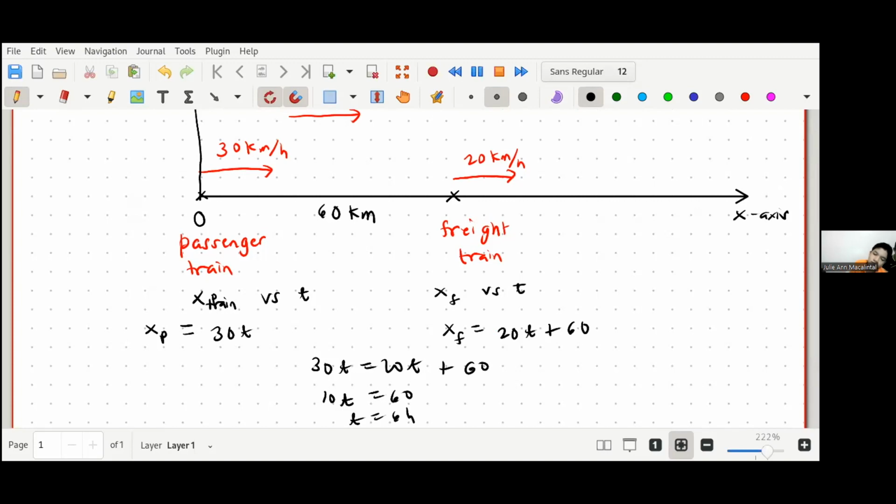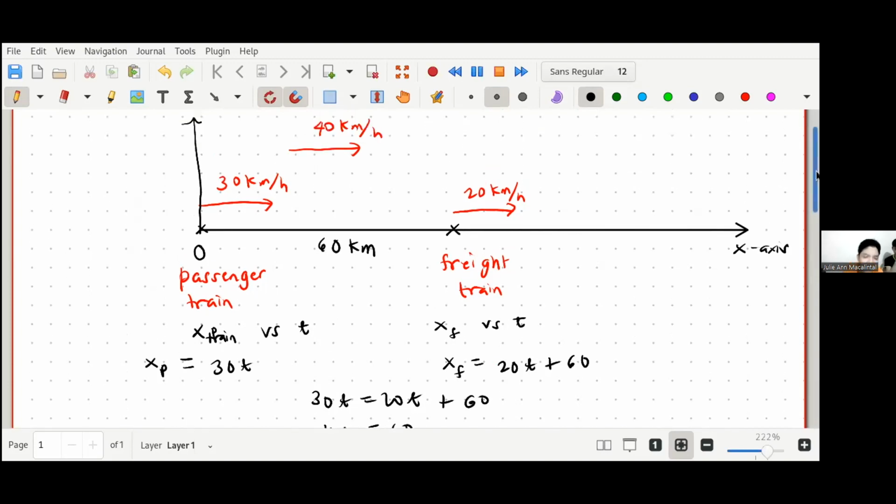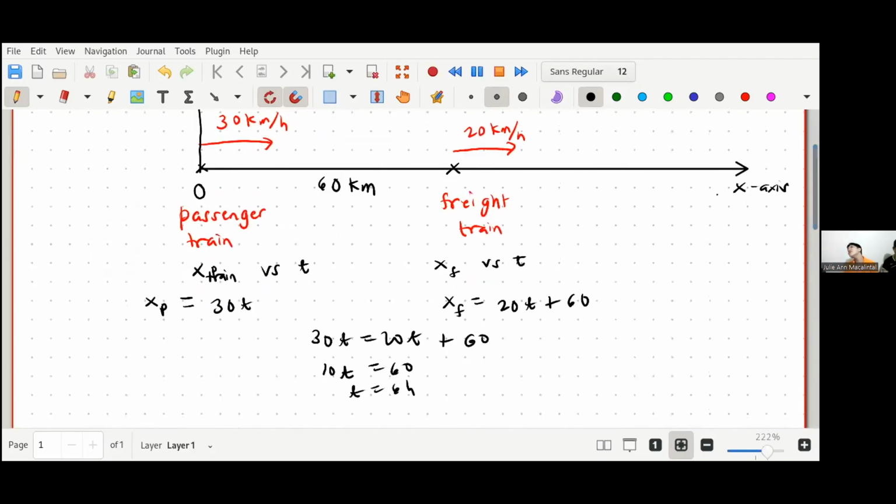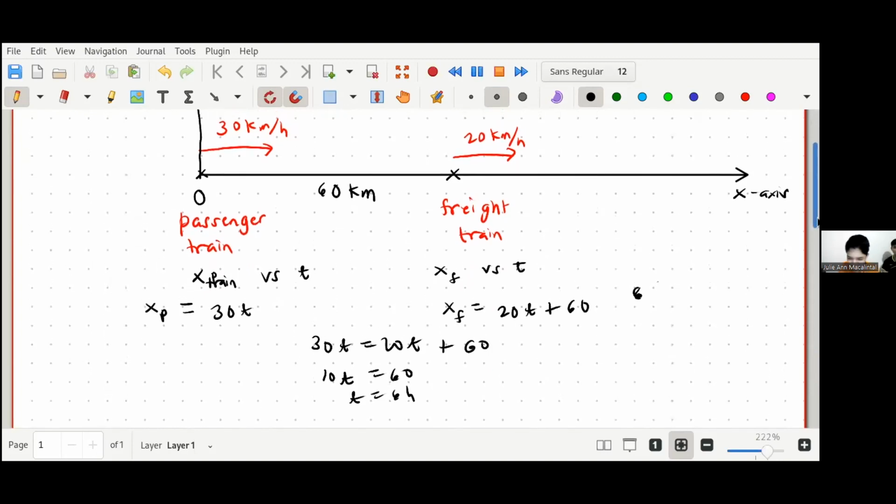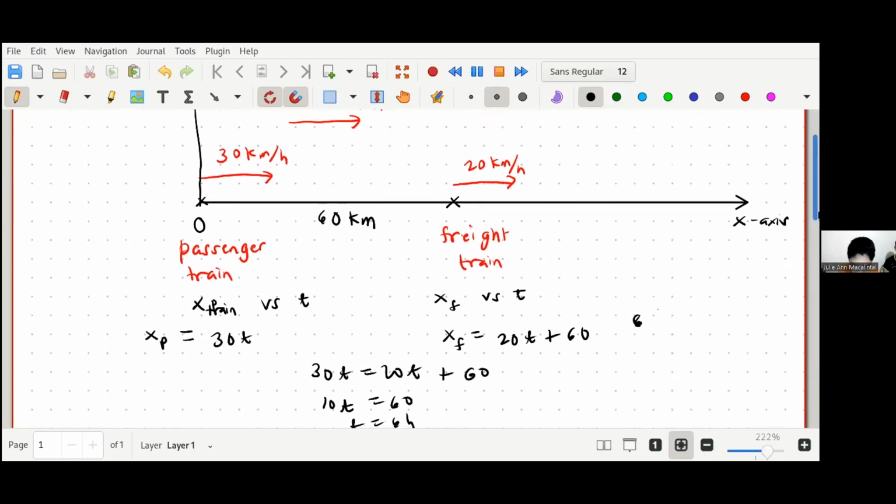Ano naman yung distance traveled ng bird? 6 hours times 40 kilometers per hour. So 240 kilometers. Ayun. Imagine the bird po just bouncing back and forth for literally 6 hours, traversing 240 kilometers. Athletic bird.